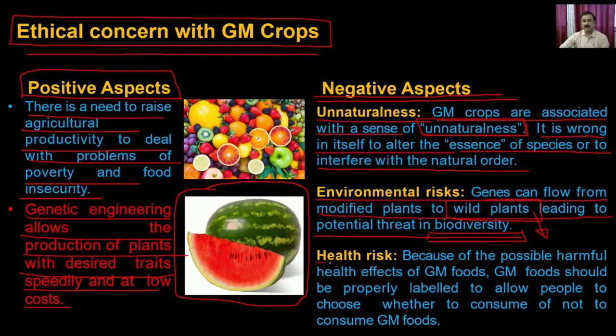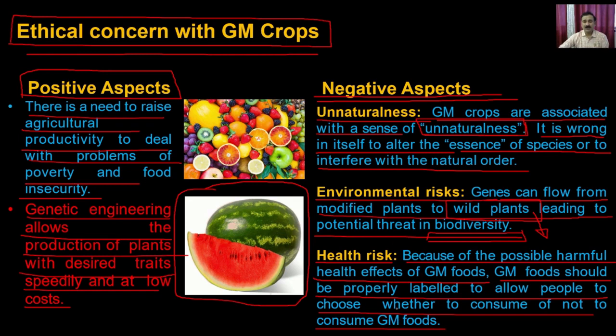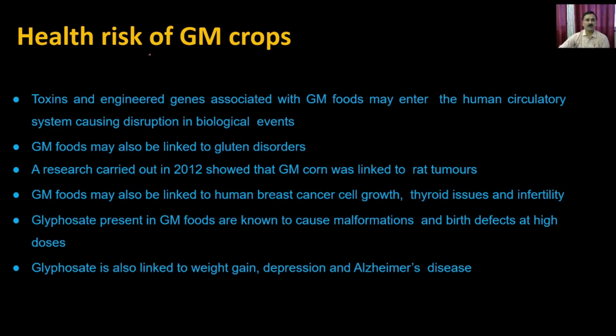And then you have the health risk. Because of the possible harmful health effects of GM foods, the GM food should be properly labeled to allow people to choose whether or not to consume the GM foods. So the health risk is a very, very big concern and a negative aspect associated with GM crops. Let's see some more of the health risks associated with GM crops.